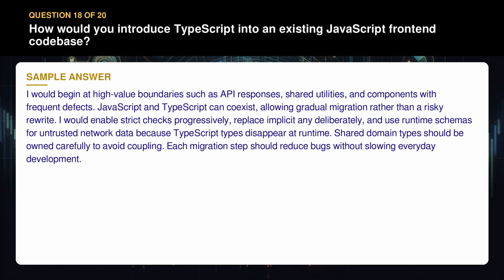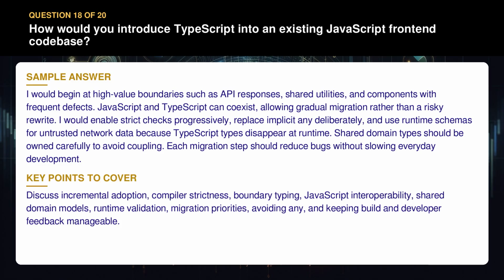Each migration step should reduce bugs without slowing everyday development. Discuss incremental adoption, compiler strictness, boundary typing, JavaScript interoperability, shared domain models, runtime validation, migration priorities, avoiding any, and keeping build and developer feedback manageable.